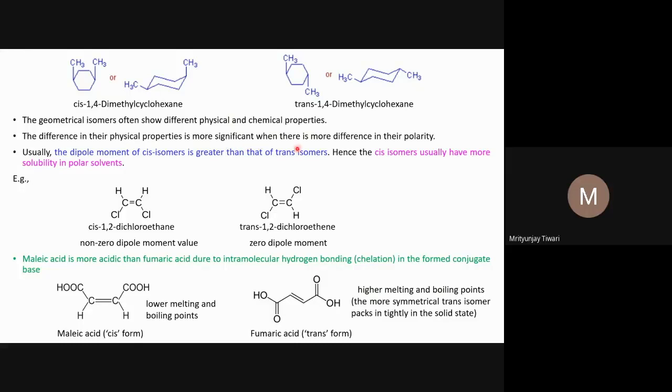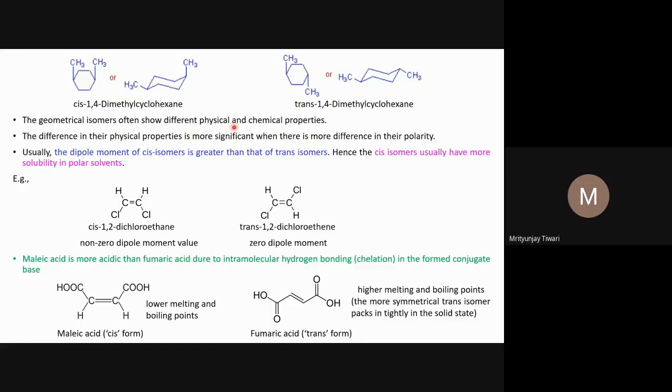more significant when there is more difference in their polarity. So what does this point tell us? The physical properties differ more when there is a higher difference in the polarity of the two compounds. And if there is a greater difference in the polarity of the two compounds, then as we know, their physical properties will be different.